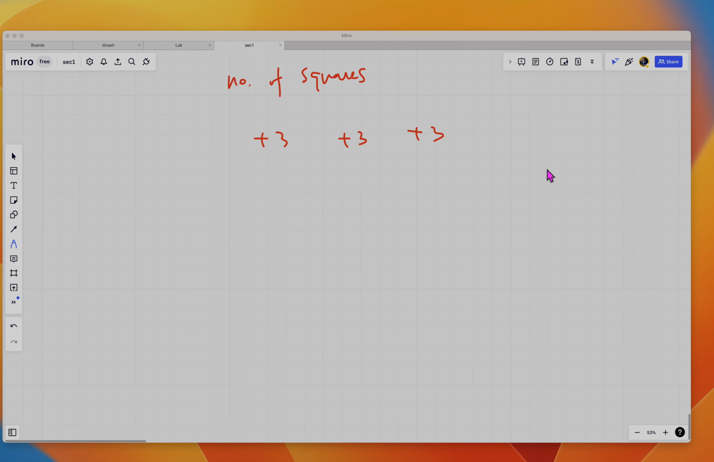Which part are you doing? I'm doing part 4, but I don't know how to do it. Part 4 asks what? Express B in terms of A. Which one is A? Which one is B? A is the number of squares. B is the perimeter. So they want you to find the relationship between these two. What's the pattern between these two?